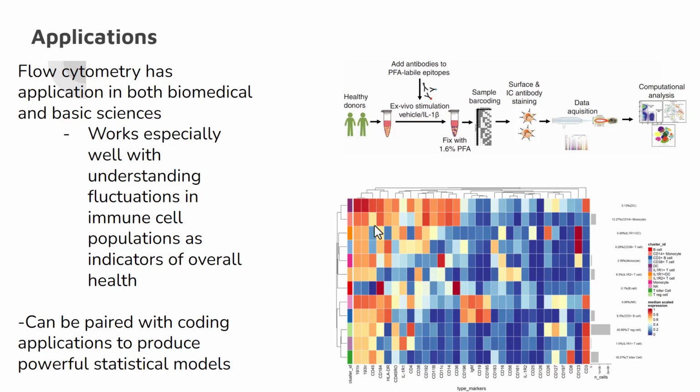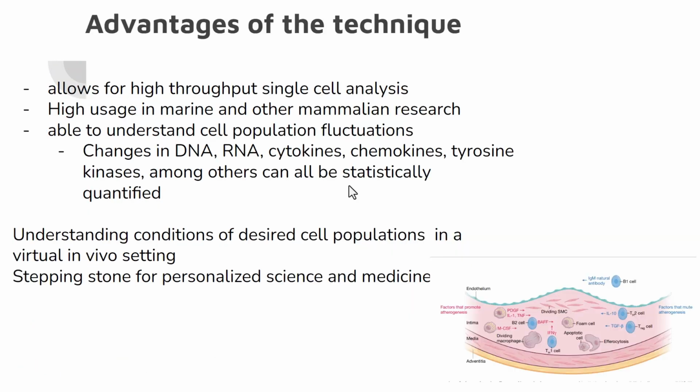This is an example of a statistical model, and essentially this allows researchers to understand certain impacts on immune cell populations in healthy and unhealthy individuals. There are several advantages to this technique. For one, it does allow for high throughput single cell analysis.